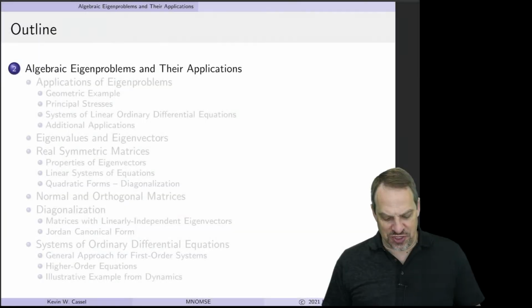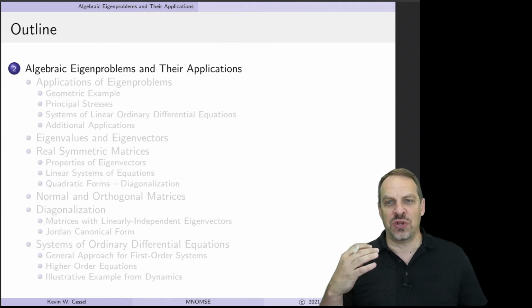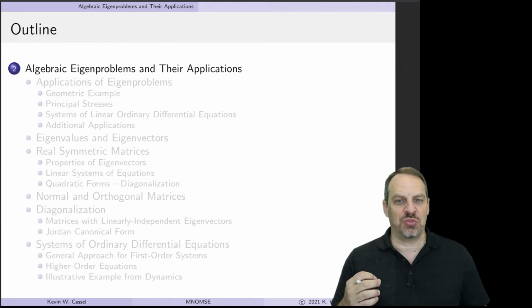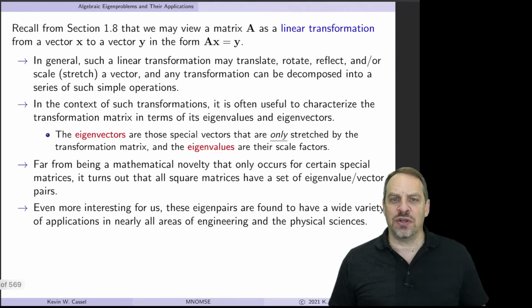So chapter 2 is on the algebraic eigenproblem. We're going to focus first on applications so we can get a really good idea and a good intuitive feel for why eigenvalues and eigenvectors are so important in various applications in science and engineering. To start with, let's think about a geometric transformation.